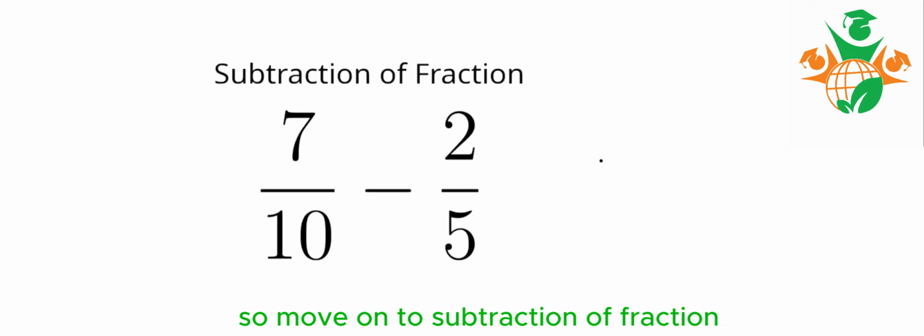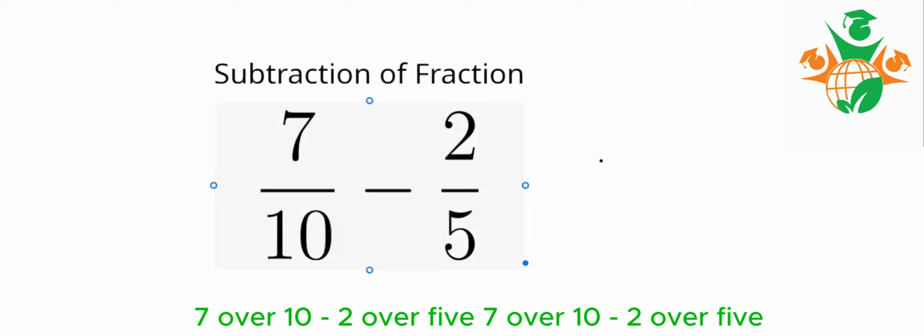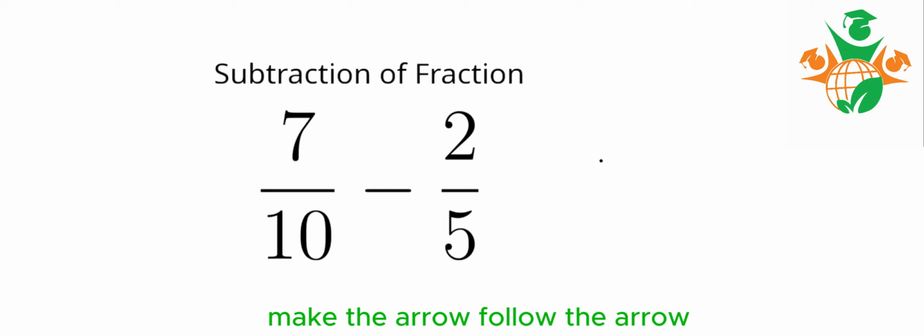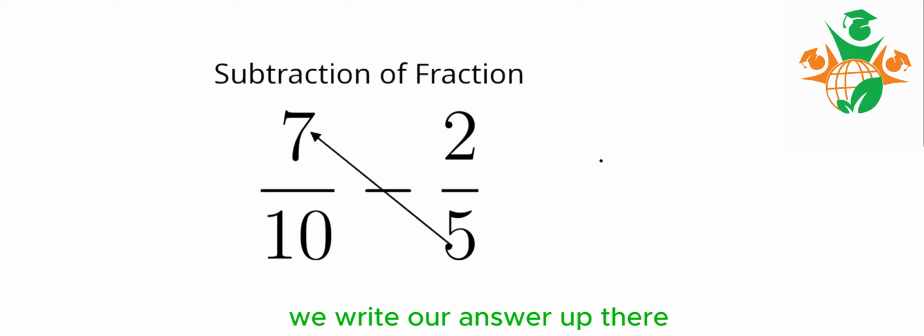So move on to subtraction of fractions. That's 7 over 10 minus 2 over 5. So we use the same method. Merge our arrow, follow the arrow. We're taking it from the denominator to the numerator because after we multiply, we write our answer up there.